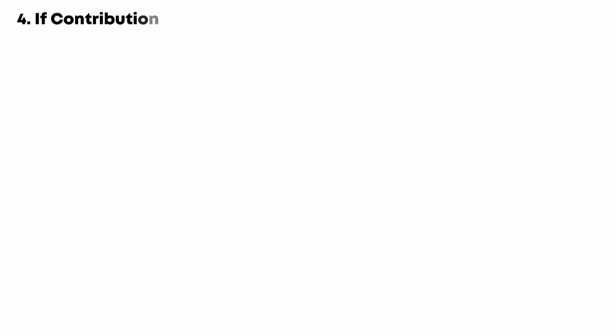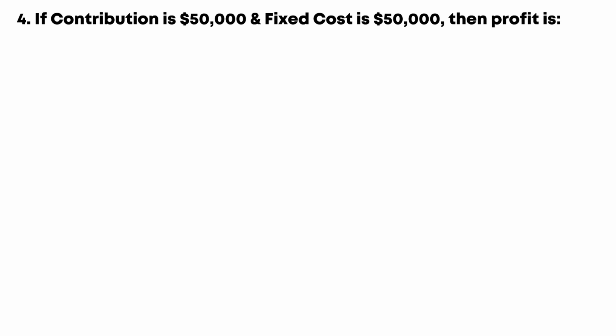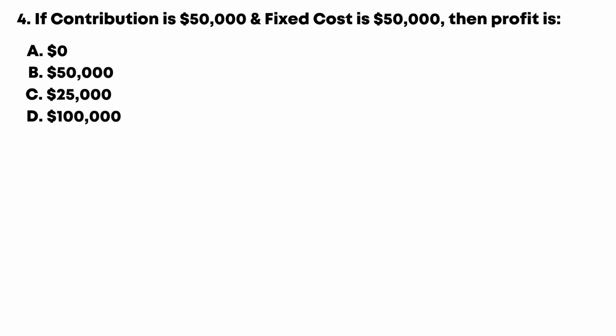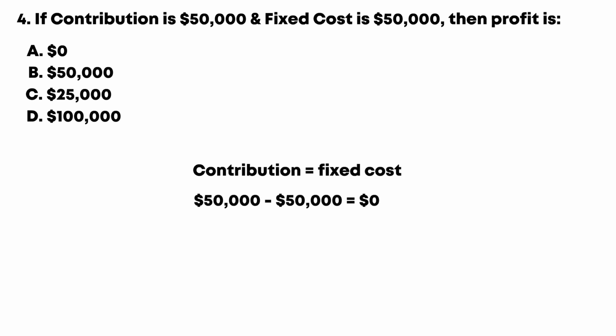Number 4. If contribution is $50,000 and fixed cost is $50,000, then profit is A. $0. B. $50,000. C. $25,000. D. $100,000. Here, contribution equals fixed cost, so there is neither profit nor loss. So the correct option is A, $0.